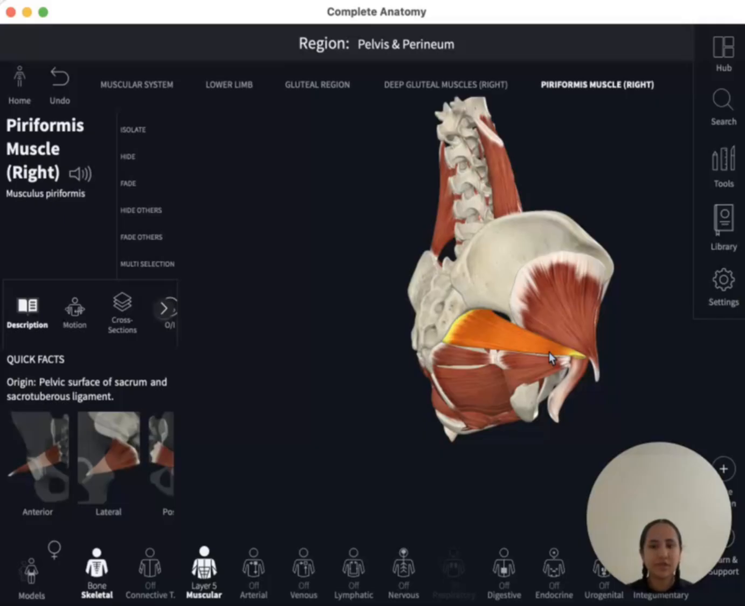The action for this is that it laterally rotates and then transversely abducts the thigh at the hip joint. Some everyday occupations that can be done because of this are walking and pivoting.